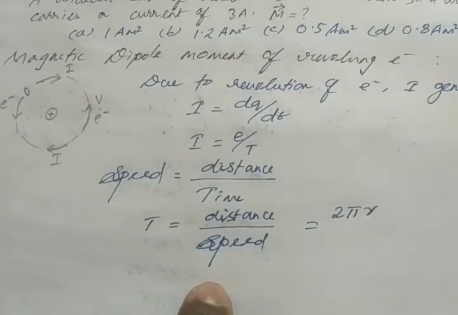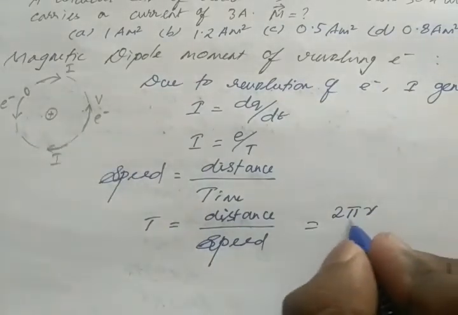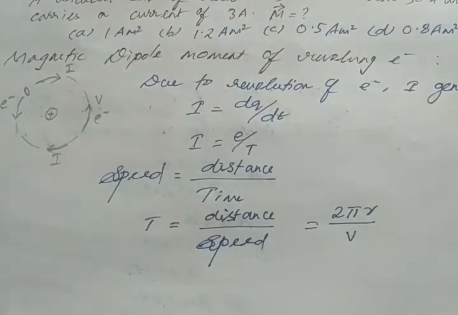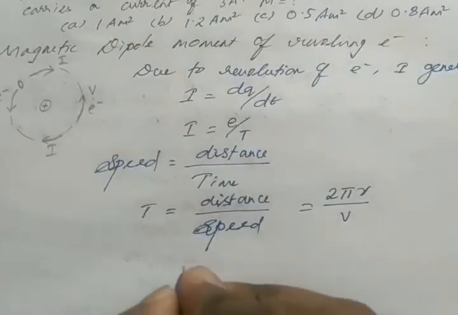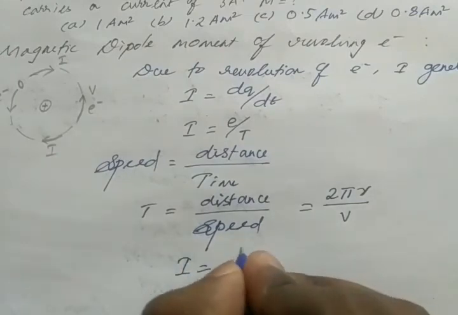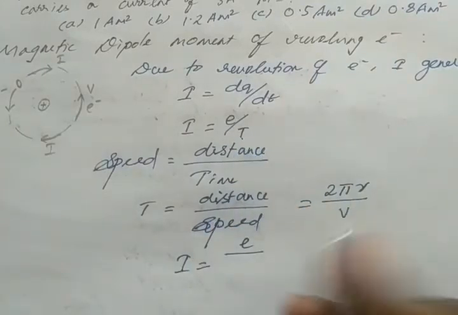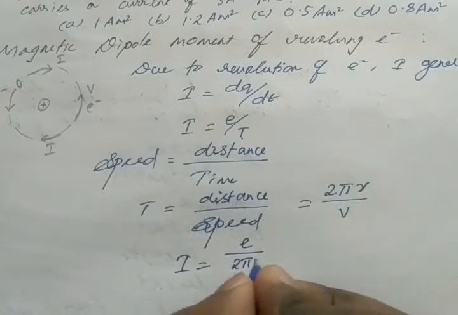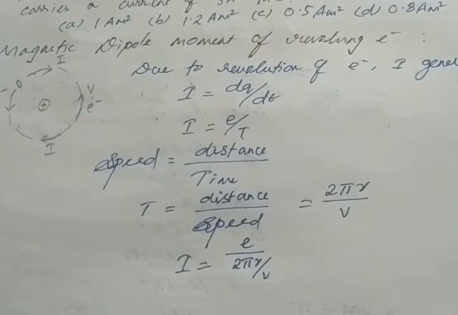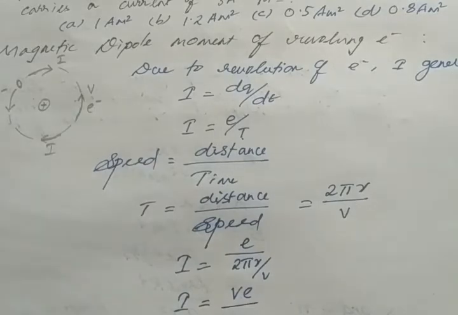Then what is speed? The electron moves with velocity v. So speed is nothing but the velocity of the electron, v. Okay, now substitute this value in this equation. What we will get? I equal to e by, instead of T, substitute this value, 2 pi r by v. So it will become I equal to v e divided by 2 pi r.